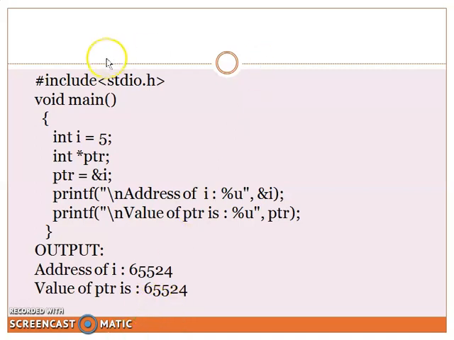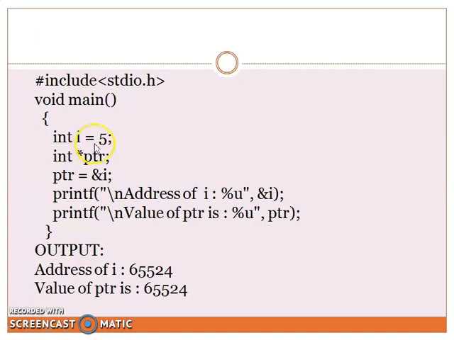And we have one more example. In this example we have declared one integer variable I with the value 5, and a pointer variable is also declared. Then we are assigning the address of that variable I to the pointer variable. Then we are printing the addresses of both. So the address of variable I is assigned to the pointer variable. Now the pointer is holding the address of variable I.